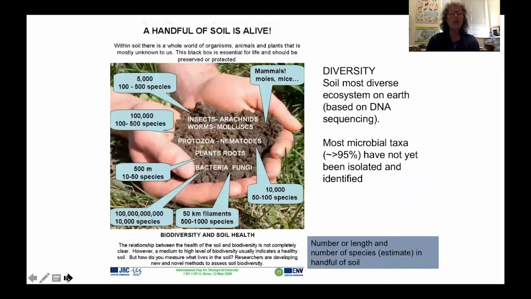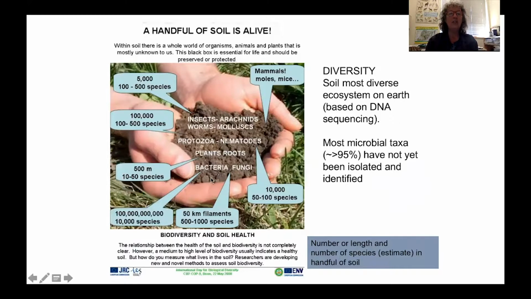So soil is the most diverse ecosystem on Earth. And this is based on a lot of new work that's been happening with sequencing the DNA of this tremendous diversity. And we know from this work that we don't even begin to know about all of the different kinds of organisms that live in soil. But we're working on it.